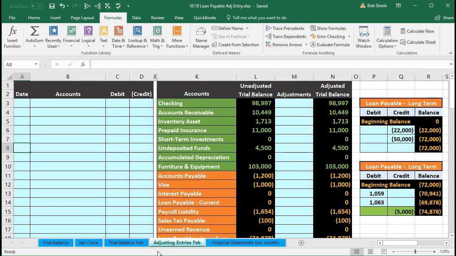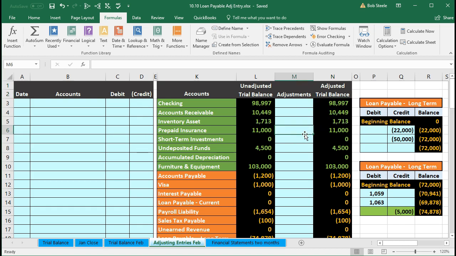Here we are in Excel. We are on a different tab than we've been working with prior. We're in the Adjusting Entries tab for February. We're going to have our worksheet. This is going to be a typical kind of adjusting entry worksheet that we will be using. That will include the unadjusted trial balance, our adjustments then, and the adjusted trial balance.